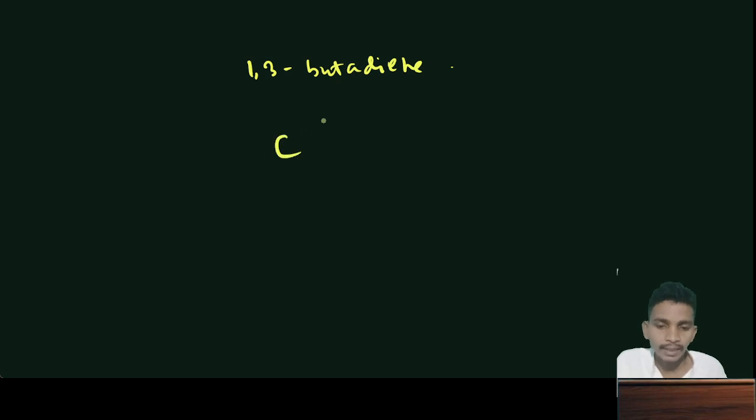Now let's discuss 1,3-butadiene. Butadiene means four carbons, and 1,3 means... 1, 2, 3... so the double bonds are at positions 1 and 3. This is butadiene.